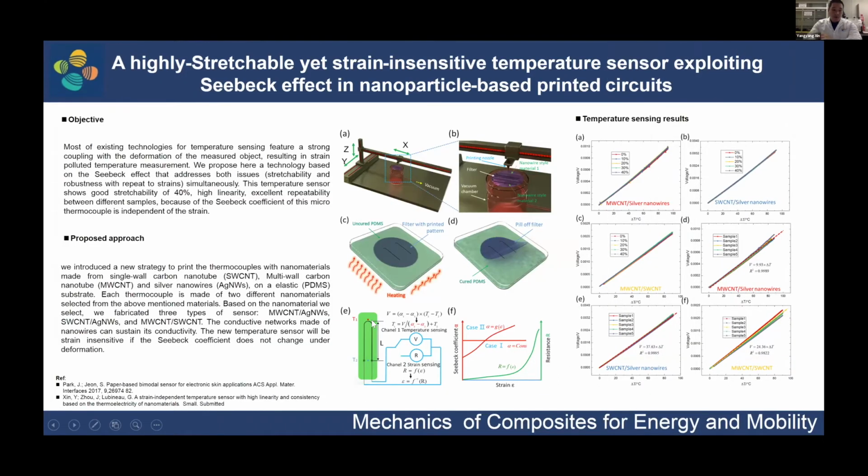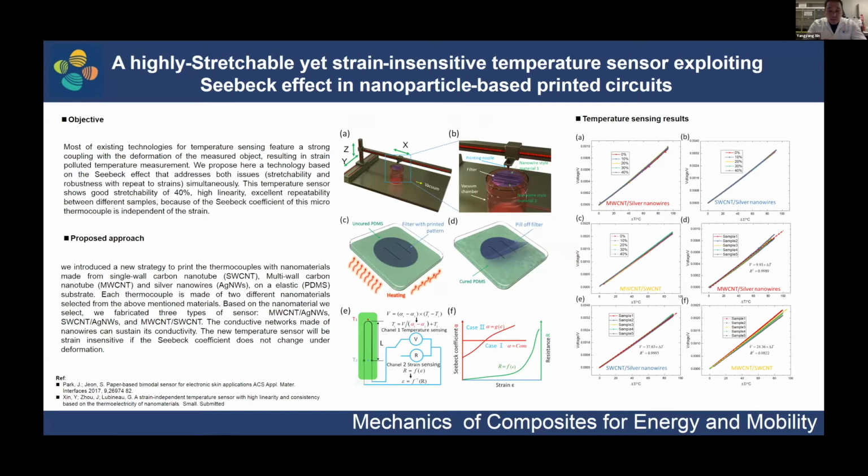Good afternoon, everyone. I'm the PhD student of Professor Giles. My research interest is about the design of stretchable electronics. Okay, let's come back to my presentation today. Previously, we designed totally stretchable temperature sensors.